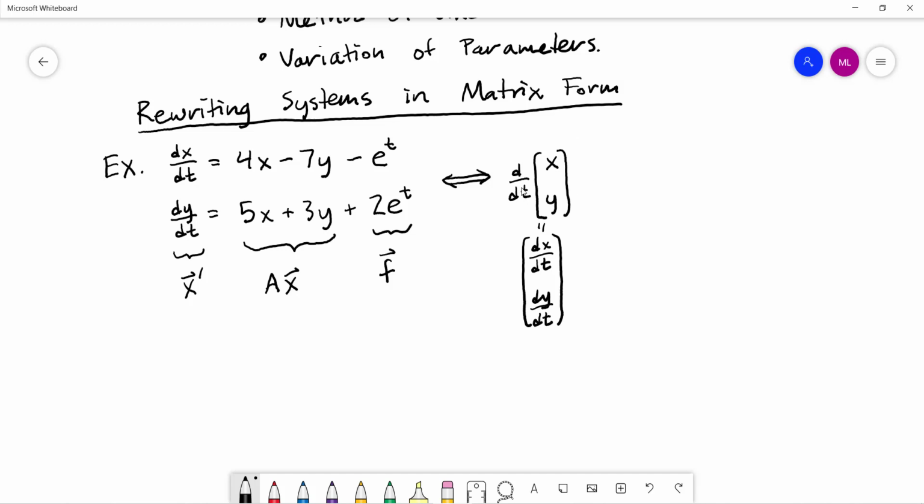So I like this because it's just a little bit more compact than having to write out this. So you can pick and choose what you prefer. But again, notice in this case, I'm not writing this as x1 and x2. I'm just calling them x and y.